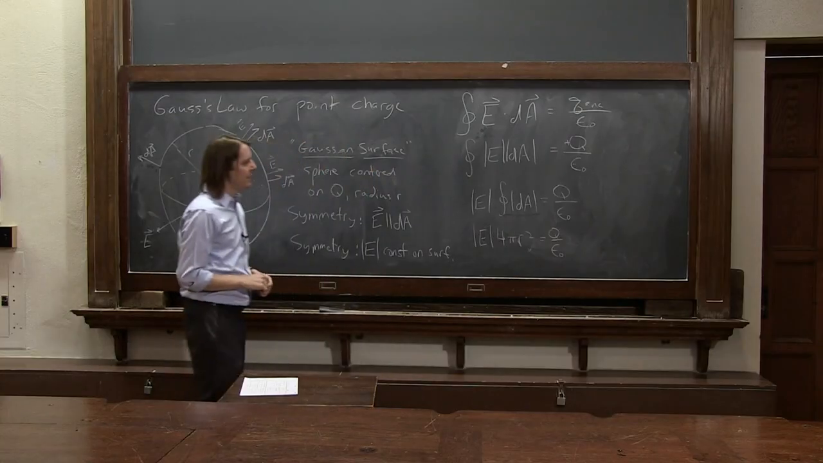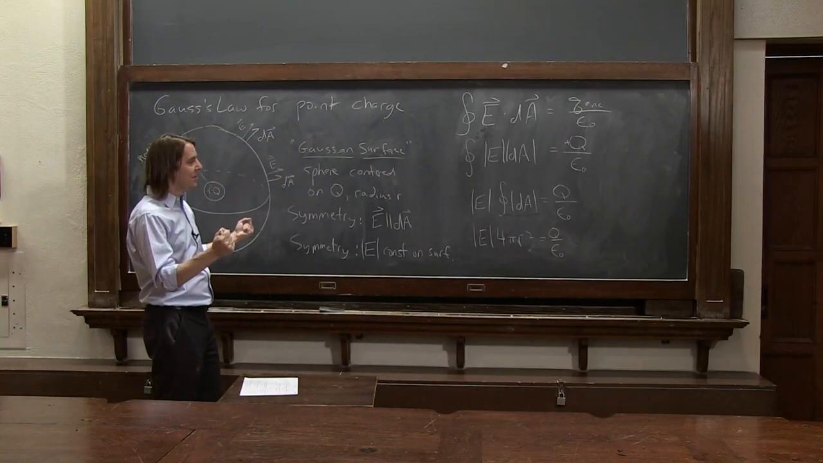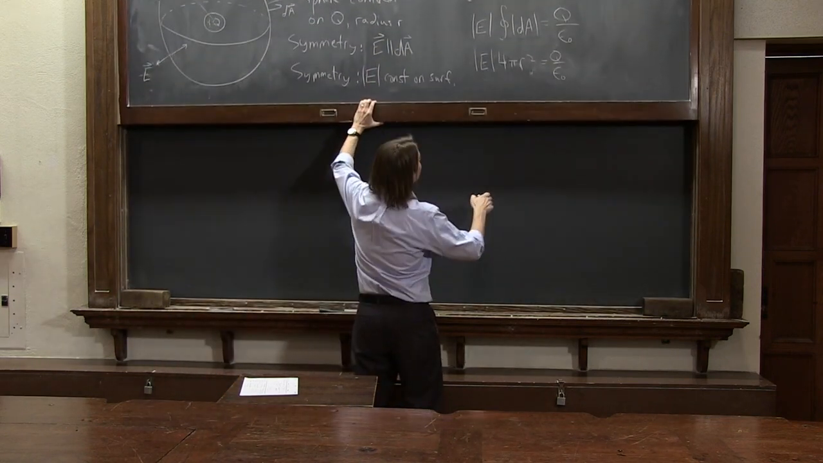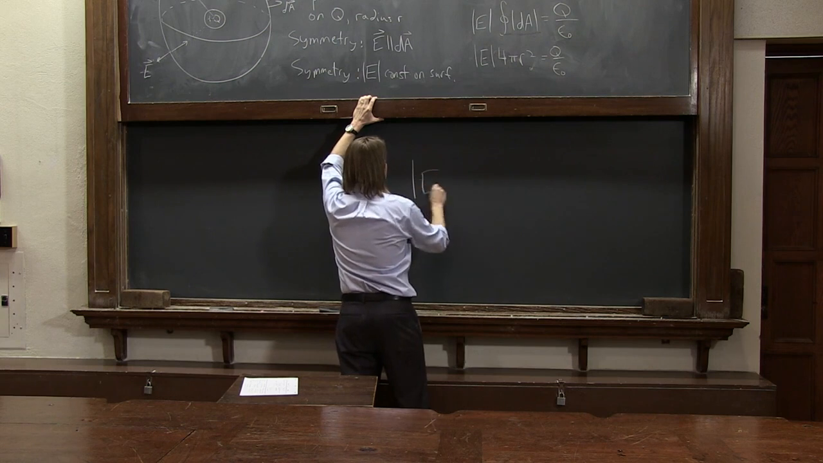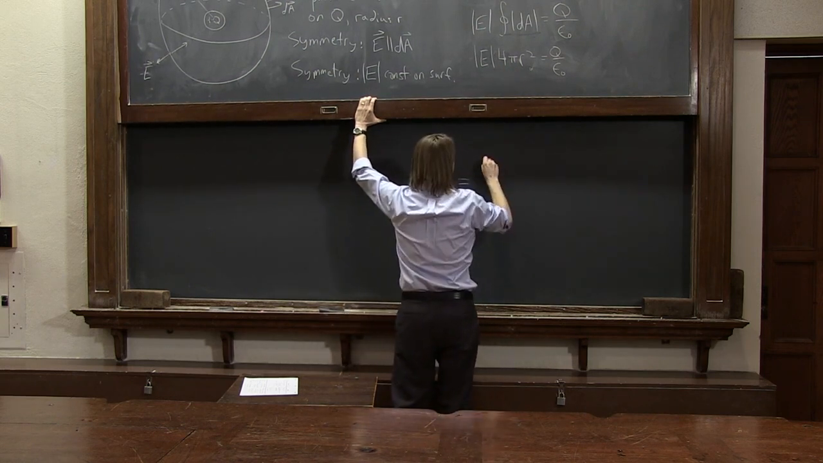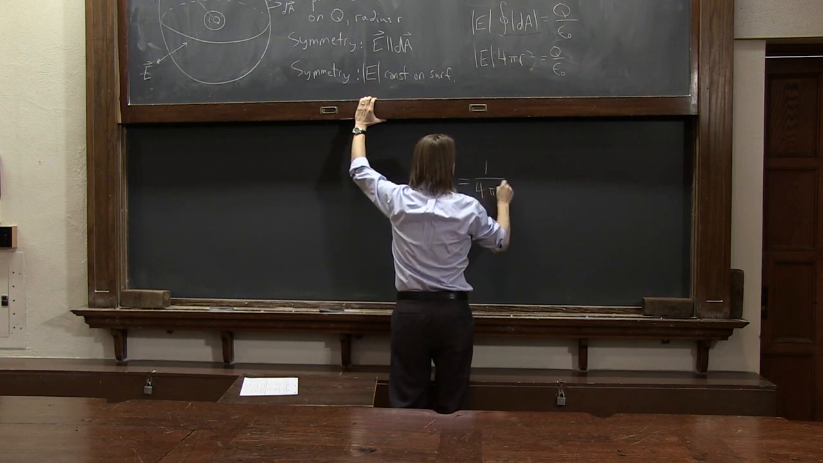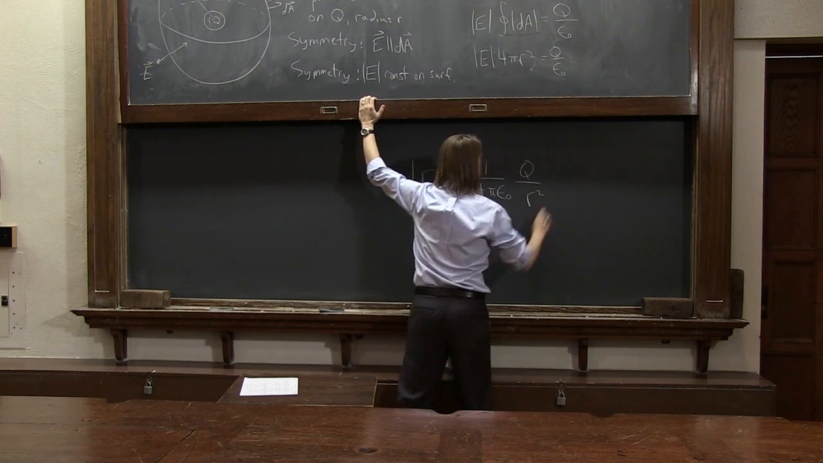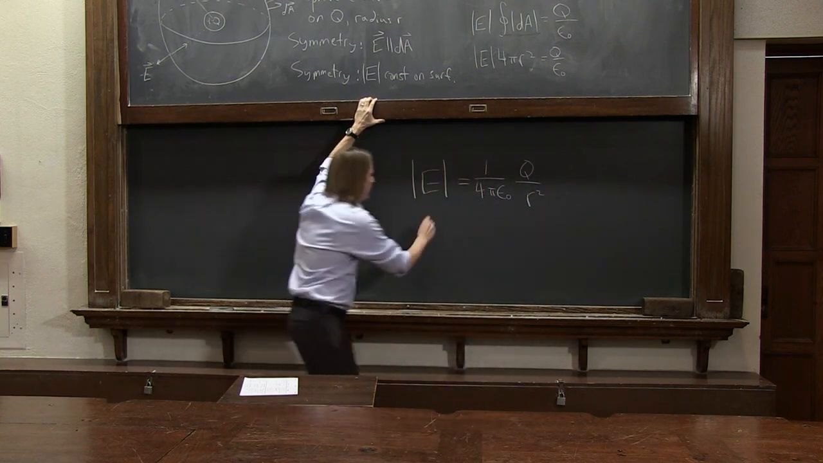All right. And now the big ending, I've left myself no room. I'm going to write it on here. It's so exciting. I'm going to put it right here. The magnitude of E equals 1 over 4 pi epsilon naught times Q over r squared. And that's Coulomb's law.